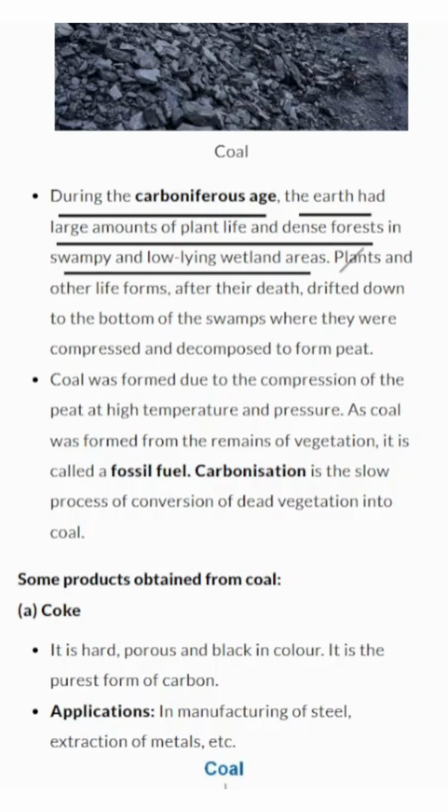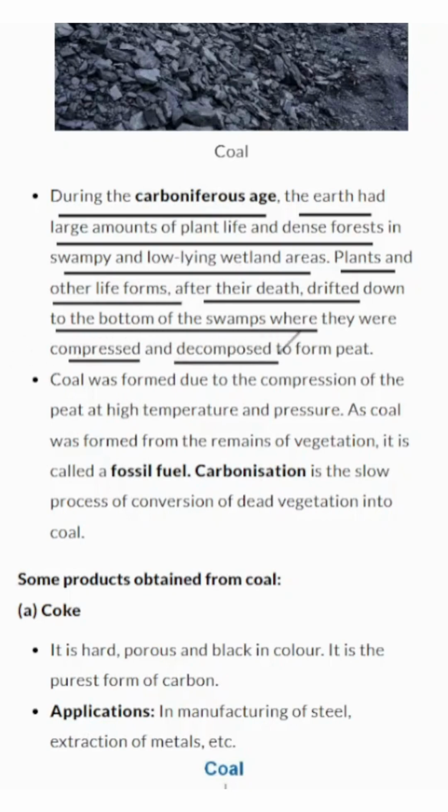After the plants and other life forms in these ancient forests died, their remains slowly drifted down to the swampy bottom, where they underwent a transformation. Over time, through a process of compression and decomposition, these organic materials transformed into a substance called peat.